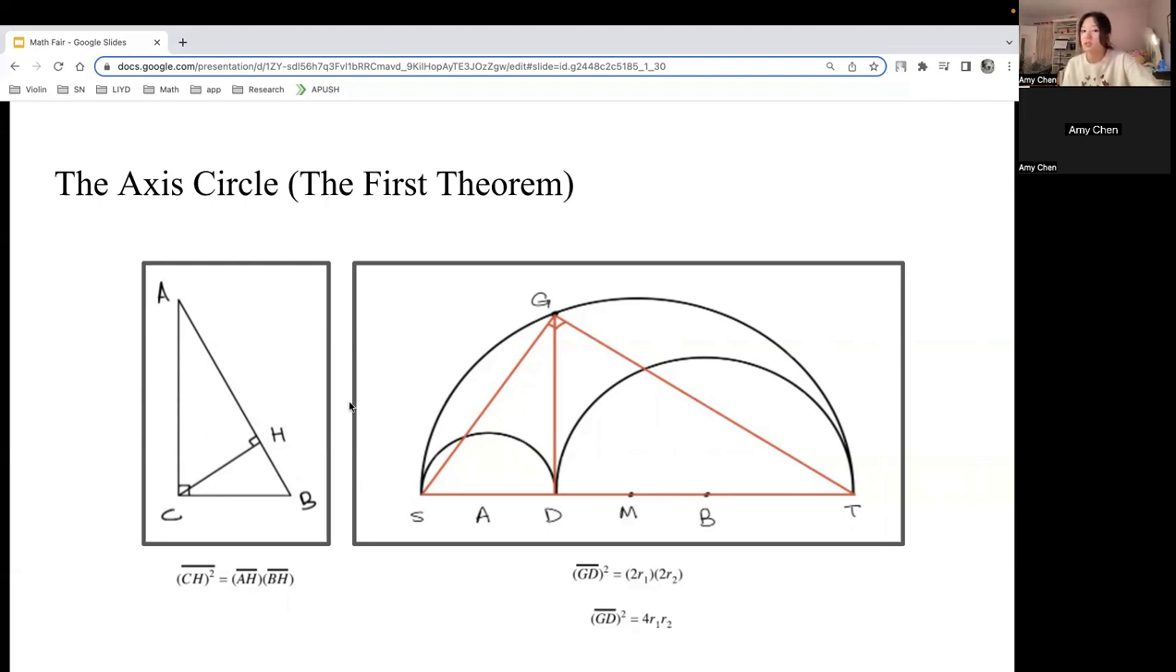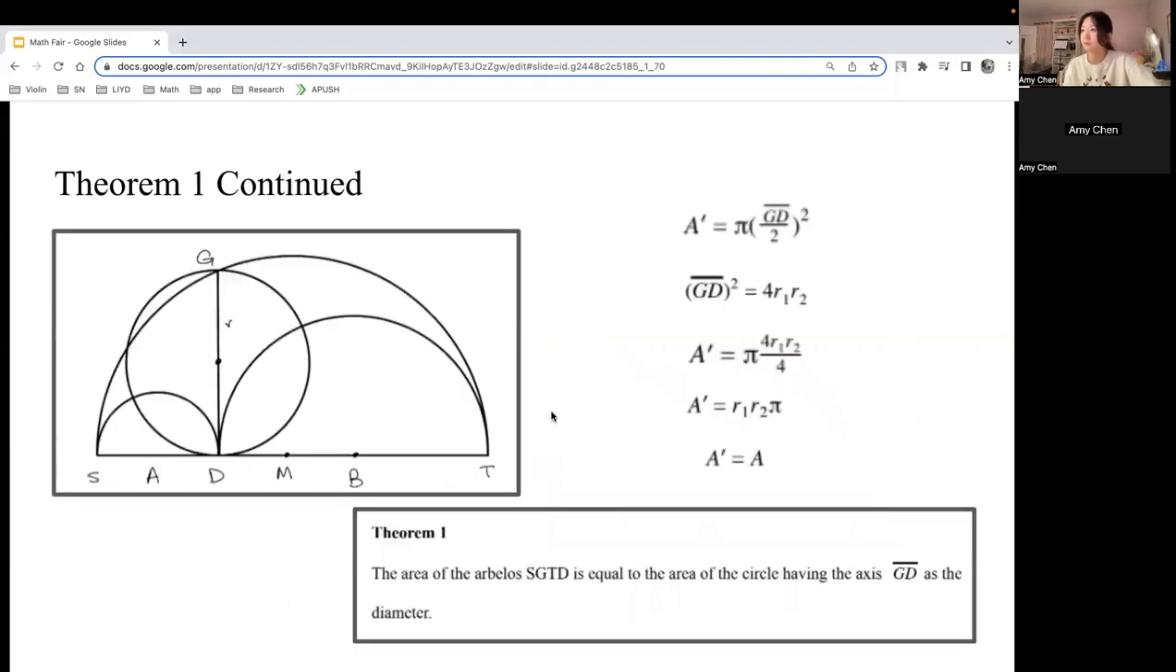Consider triangle SGT on the Arbelos. Because ST is the diameter of a semicircle, and G is a point on the circumference of the semicircle, SGT must be a right triangle with axis GD as its altitude. Applying the property above, we obtain the following expression. GD squared equals 4 R1 R2, which will be applied in future proofs.